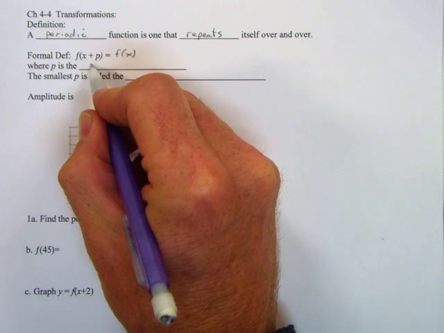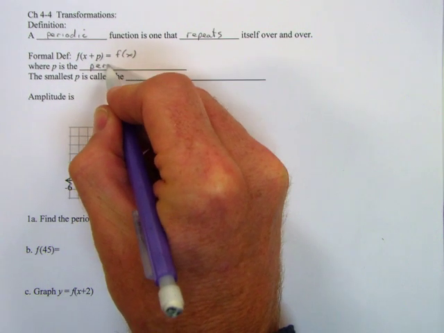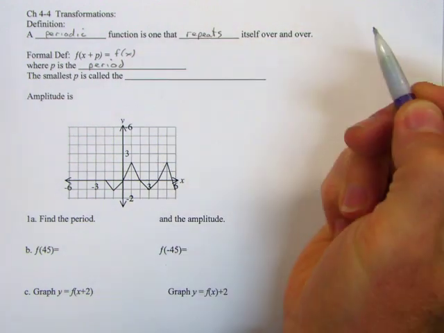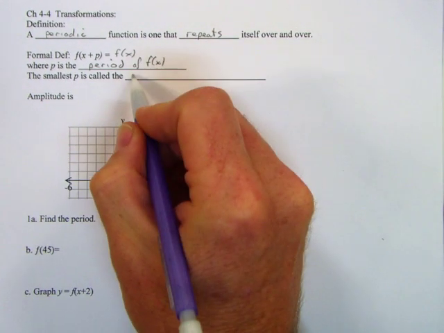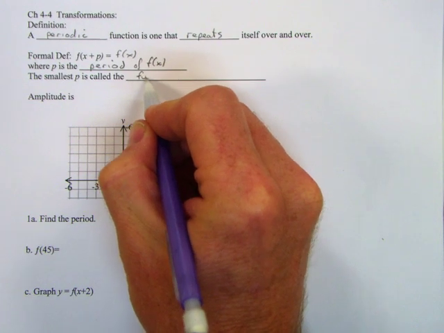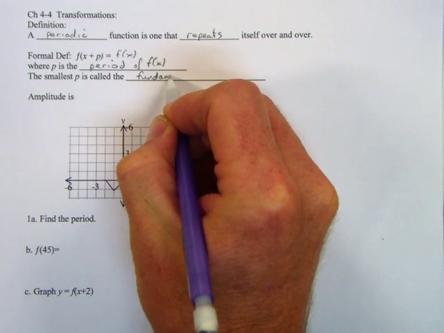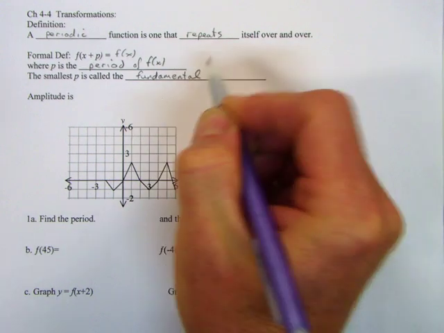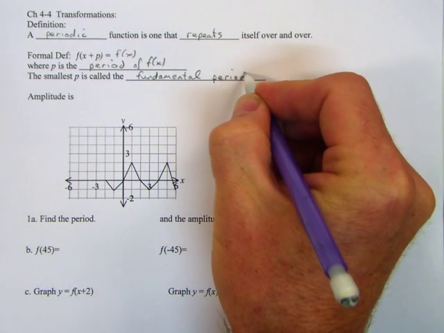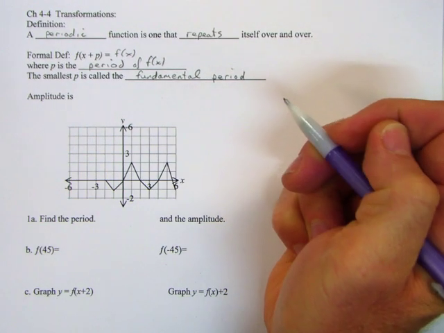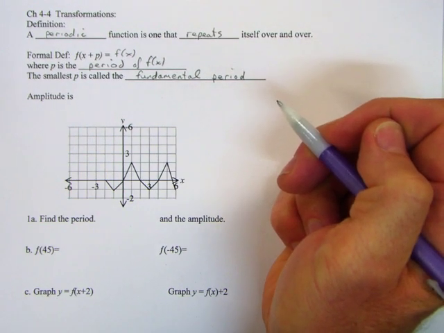period of f. The smallest p is called the fundamental period. Once you start getting used to it, you say find the period, what we're really talking about is find the fundamental period.